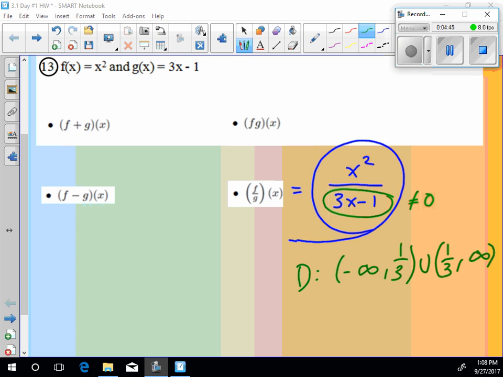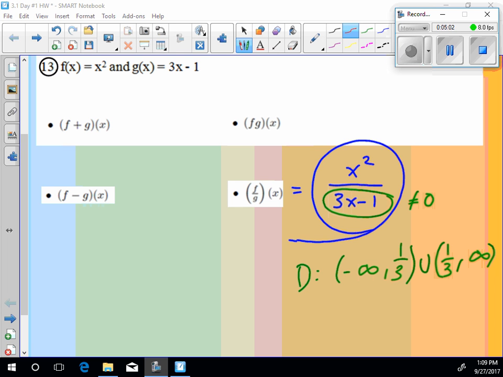That's a terrible color on this. Maybe it's not in the video, but it is in the classroom right now. How did I find that? I set that equal to 0 and I solved. The only way to make the denominator equal 0 is if x equals 1/3.